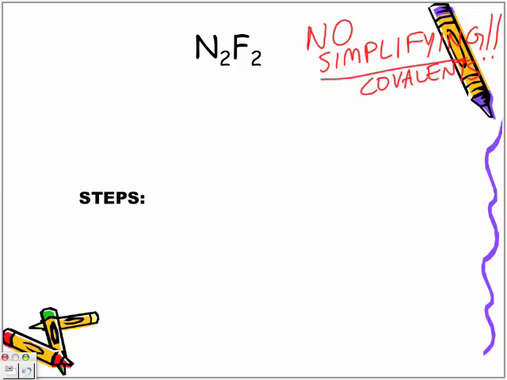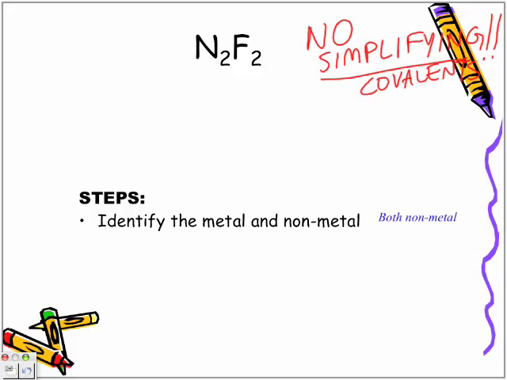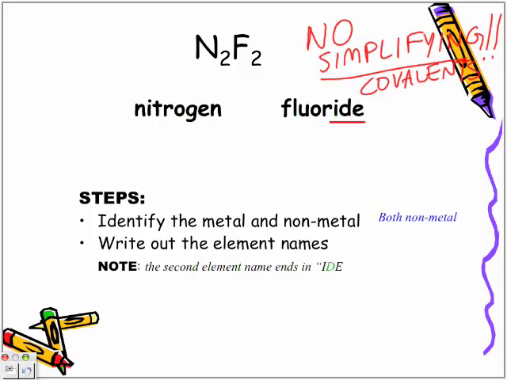So, let's go through the steps. Identify metal, non-metal. And of course, before we know that we can't simplify, we'd have to be able to identify that they're both non-metal. We're going to write out the element names. First one is nitrogen, the second one is fluoride. Remember, IDE ending for the second element.